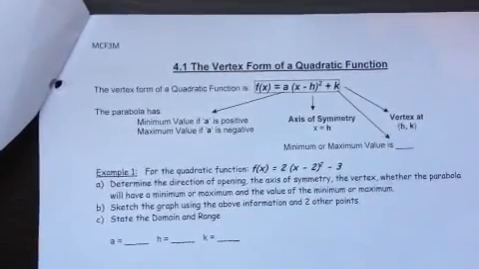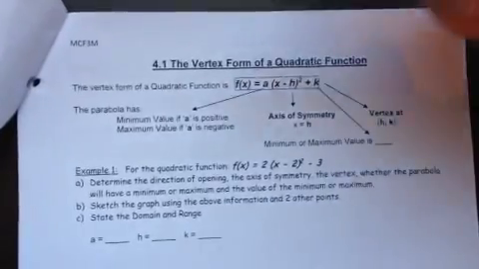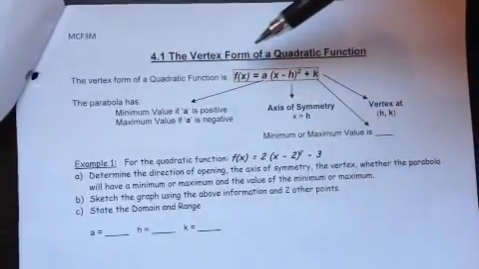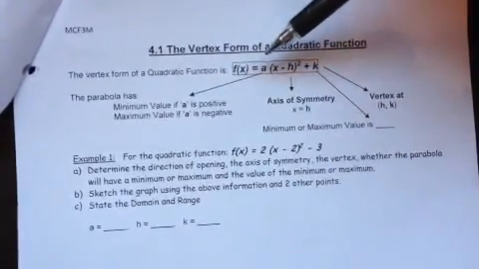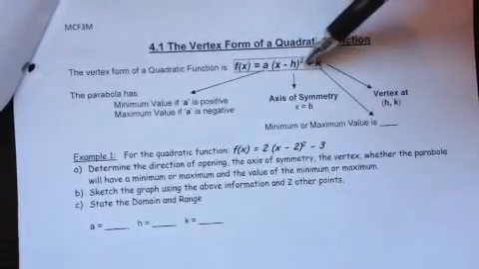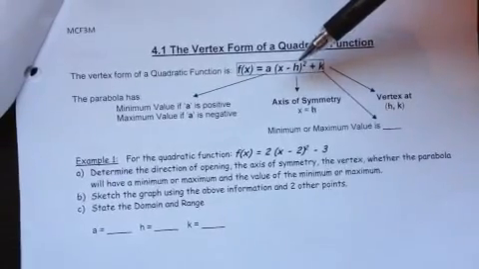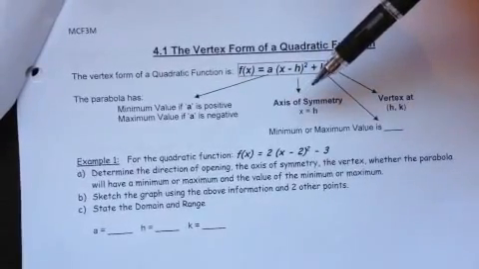Okay, so let's take a look at 4.1, the vertex form of a quadratic function. It says here the vertex form of a quadratic function is written like this: f of x, function notation, equals a times (x minus h) squared plus k. You know that (h, k) is your vertex.